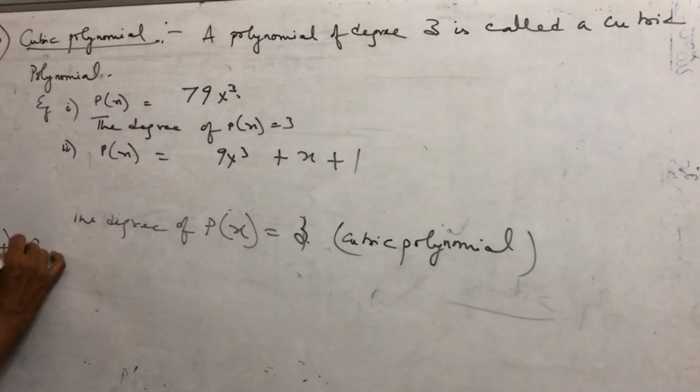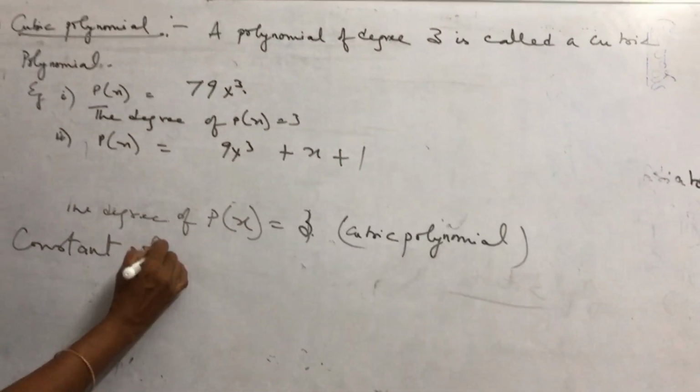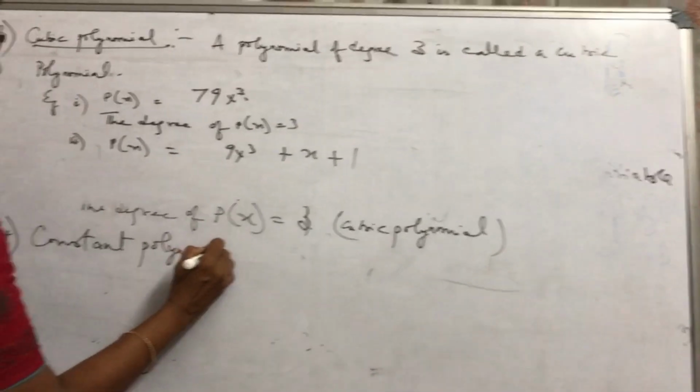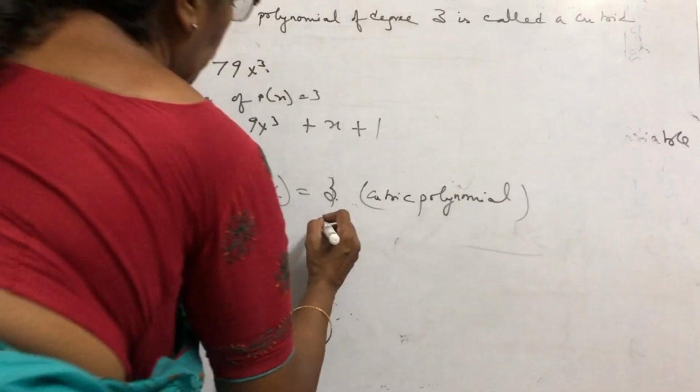Fourth, constant polynomial. All numerical numbers are called constant polynomials.